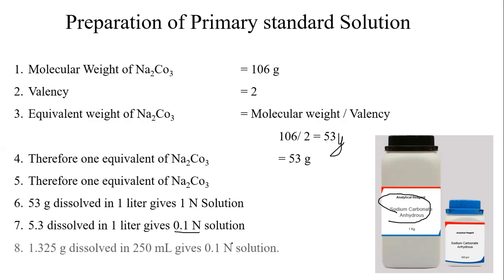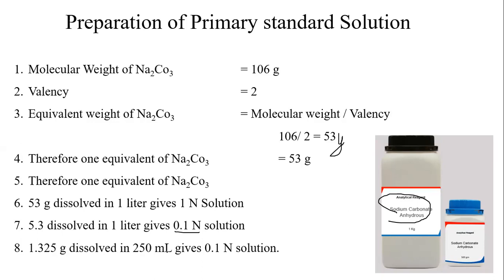So no, sir, I'm not interested in preparing 1 liter. I need 250 ml. You can go for 1.325 grams dissolved in 250 ml, which will give us a 0.1 normal solution. All these things should be done in a volumetric flask only. If you are preparing a 1 liter solution, you have to prepare it in a 1 liter volumetric flask. If you're preparing 250 ml, you should go with a 250 ml volumetric flask. So this is the condition.